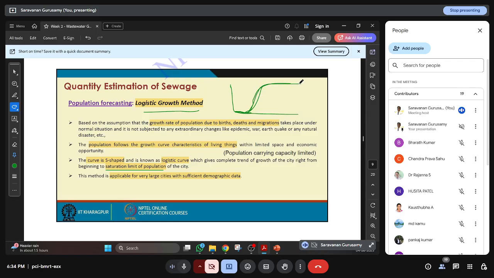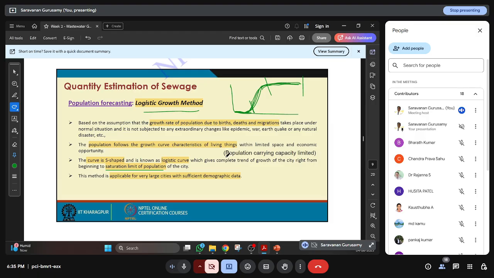Then again there is a saturated population. Like if you take Chennai, earlier it was low, then suddenly it increased in the last 2-3 decades. Again now it is a saturated population, there is an increase but not much, that is called saturation, right? So up to here there is a lag phase, up to here an exponential phase, up to here a saturation phase. This is the logistic growth method, when the growth rate of the population due to birth, death, and migration takes place in a normal situation, and the growth curve characteristics of the living population follow an S-shaped curve. It will be suitable for the saturation limit of population, applicable for very large cities with sufficient geometric data. Then you can use this method.